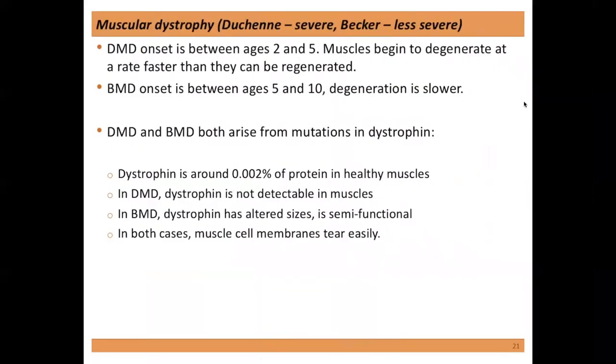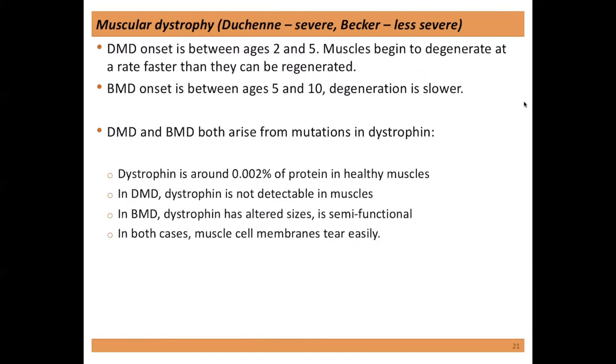And you may have heard of muscular dystrophy, and this has to do with the dystrophin protein. It's really found in very small amounts, 0.002% of protein in healthy cells. But remember, it's important for anchoring the actin to the cell and helps prevent the cell from being degraded as muscles contract.